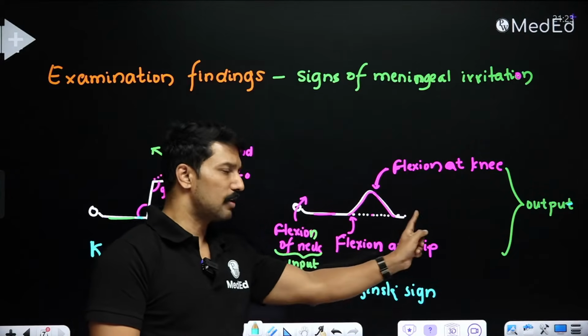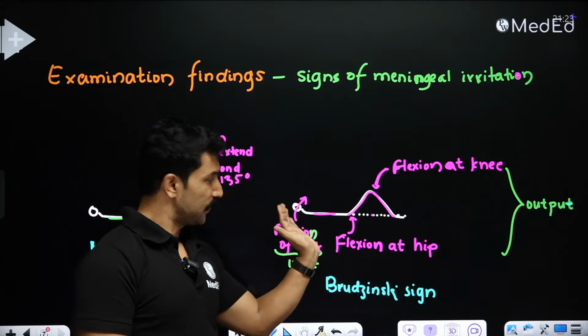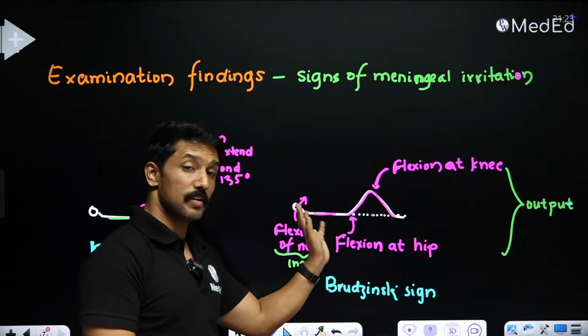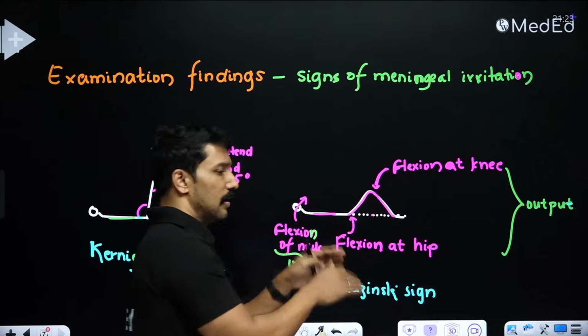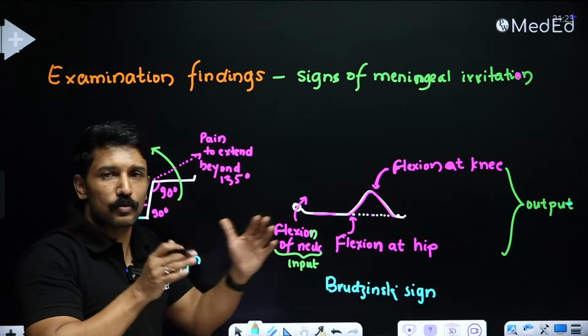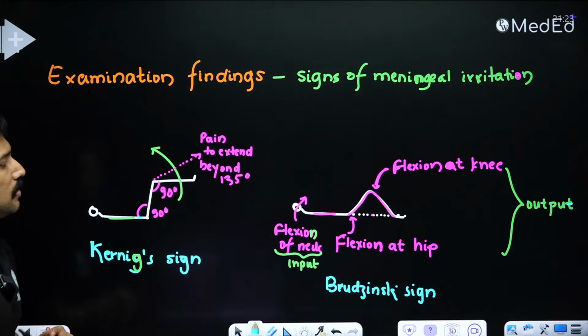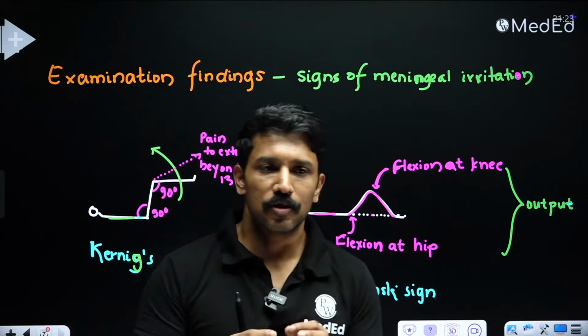How do I demonstrate Brudzinski's? I will ask him to lie down flat on the bed and flex his neck. As I flex his neck, the spine is stretched, meaning stretched meninges which are irritated. So he will try to shorten the spine by flexing his hip and knee. Indirectly, he is withdrawing his leg so that the spine gets shortened. So these are the two signs of meningeal irritation that we can demonstrate. With this, we have just confirmed that it is meningeal irritation.